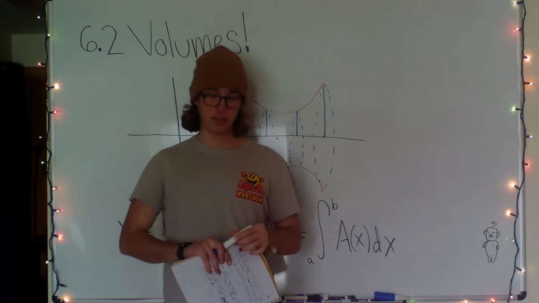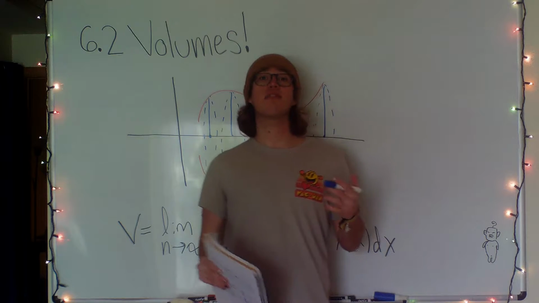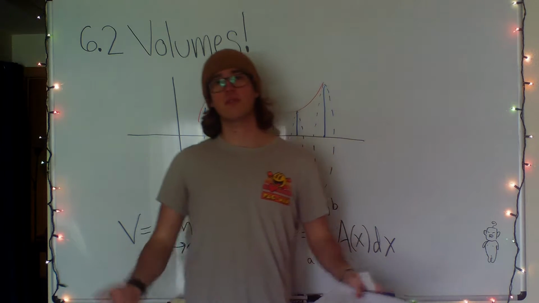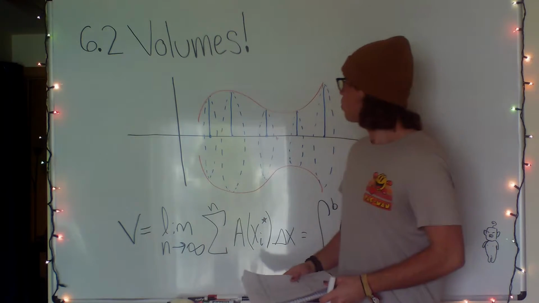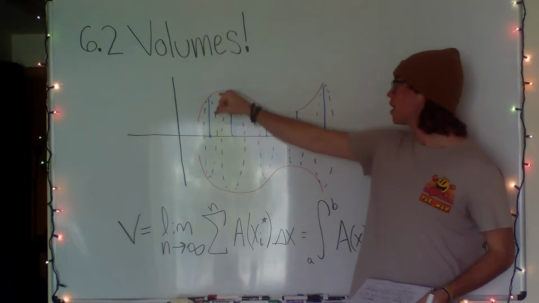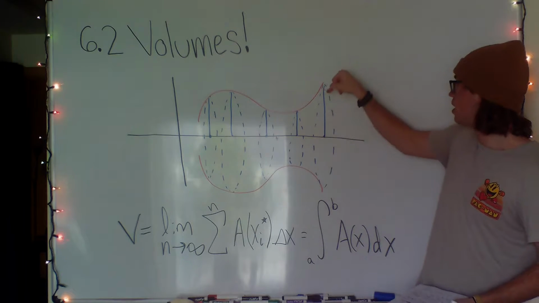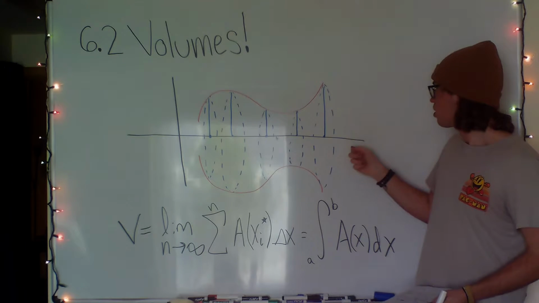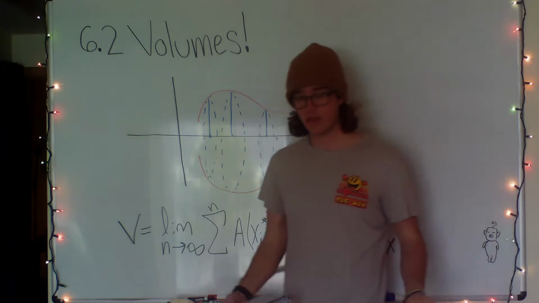For today's Math 2B series, we are covering section 6.2, and that is calculating volumes of curves. Now, what do we even mean by volumes of curves? Curves are lines. Well, what if we wanted to find the volume of this curve rotated around the x-axis? Well, this would create some sort of vase shape, and how would we do that?